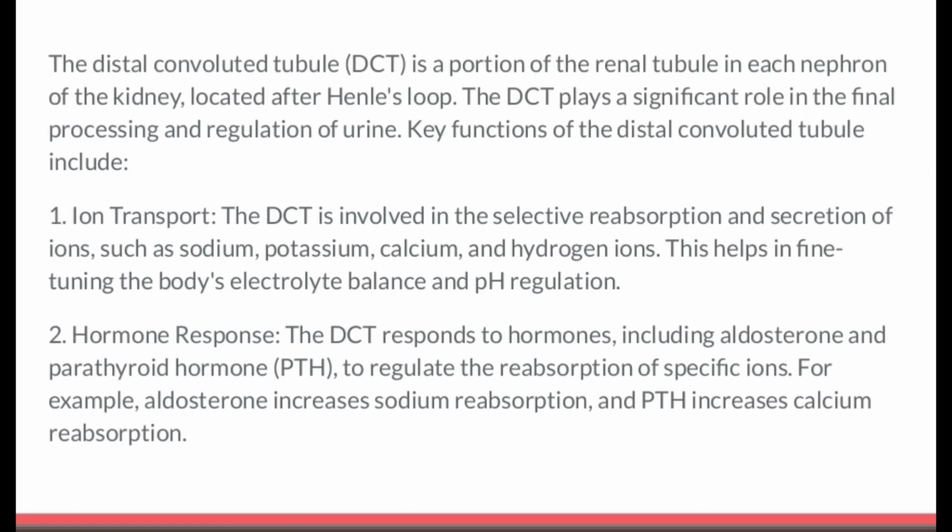The DCT is a portion of the renal tubule in each nephron of the kidney, located after Henle's loop. The DCT plays a significant role in the final processing and regulation of urine. Key functions of the distal convoluted tubule include ion transport. The DCT is involved in the selective reabsorption and secretion of ions such as sodium, potassium, calcium, and hydrogen ions. This helps in fine-tuning the body's electrolyte balance and pH regulation.